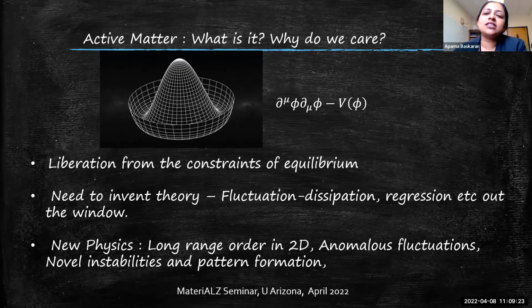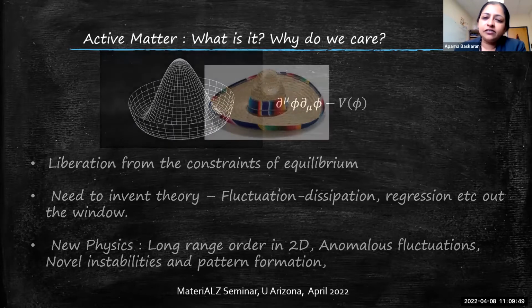None of those constraints are true anymore. So you have an unconstrained and uncharted landscape of phenomena that you can explore. And you get all kinds of new physics that would be disallowed at equilibrium, the most famous of which is the long-range order in 2D, which is prohibited by the Mermin-Wagner theorem, but also anomalous fluctuations, instabilities, pattern formation, things like that. We'll see a few of these example phenomena as we go along.